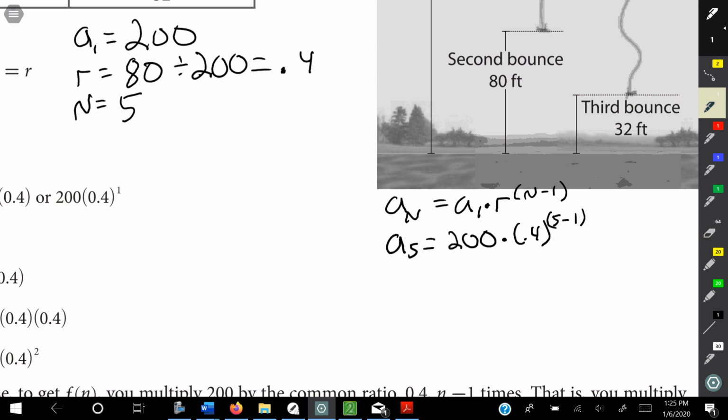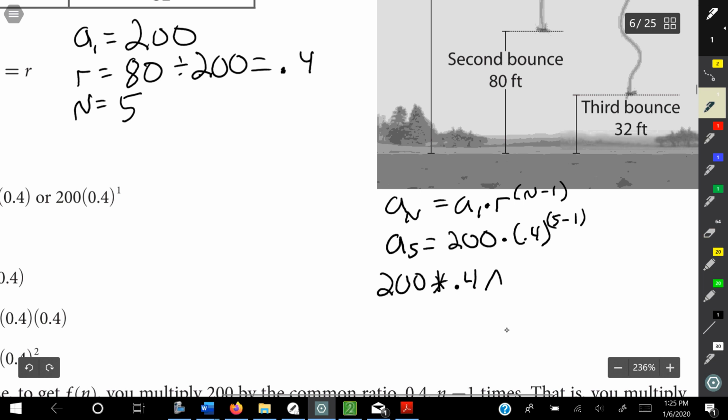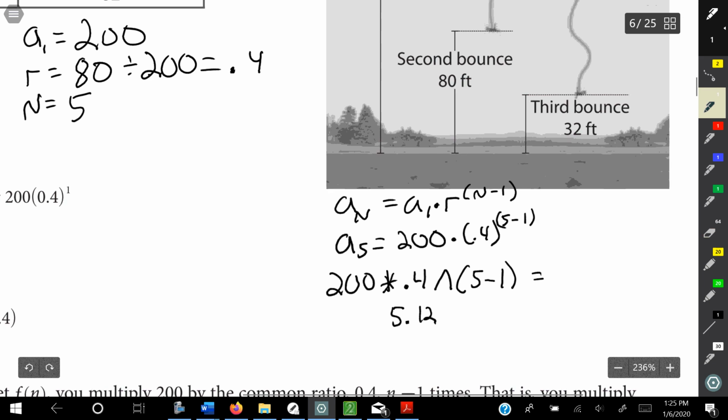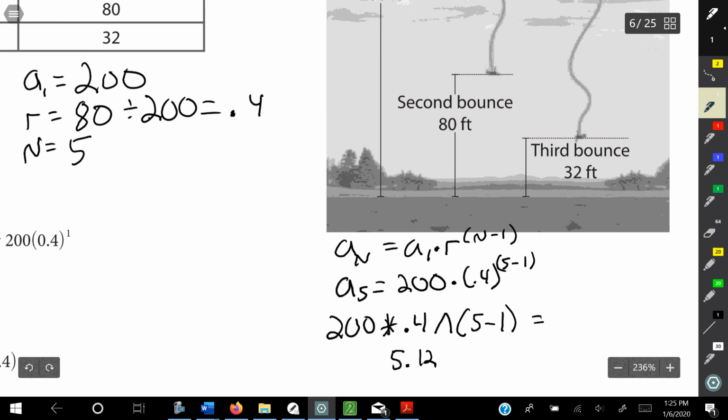So the next thing I'm going to do is just type that straight into the calculator. I'm going to say 200 times 0.4, caret, open parentheses, 5 minus 1, close parentheses, then hit equal. And once I do that, it'd be 5.12. So what does that mean? It means on the fifth bounce, if you look at the picture up here, it shows you the second bounce, the third bounce. On the fifth bounce, he'll be 5.12 feet above the ground.